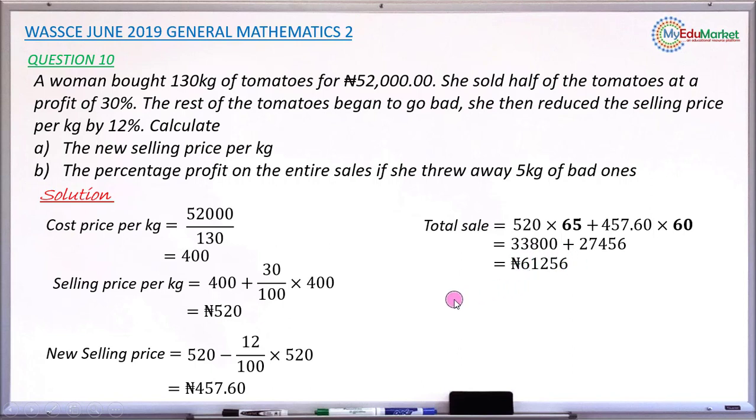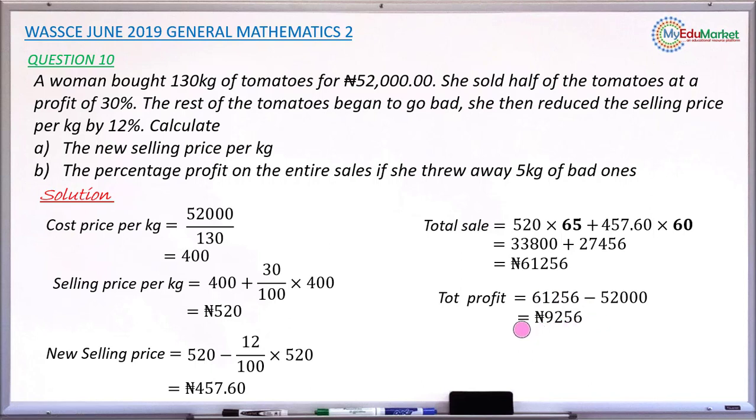So let's get the total profit. This is the amount she purchased all the tomatoes, 52,000. So we'll subtract the cost price from the total sales. It will give us the profit she realized after sales. So 61,256 minus 52,000. This subtraction, if done correctly, you have 9,256. This will be the profit she realized after selling all the tomatoes.